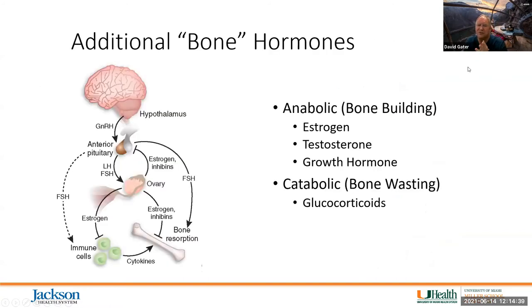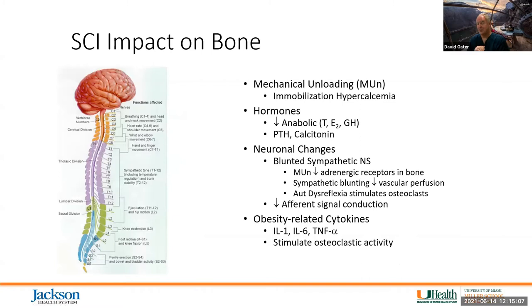Additional bone hormones of note include estrogen, testosterone, and growth hormone, all of which are anabolic, or bone building. And then an additional catabolic bone hormone are the glucocorticoids. They actually stimulate osteoclastic activity and result in bone wasting. So this is related to the hormonal milieu that we're looking at.